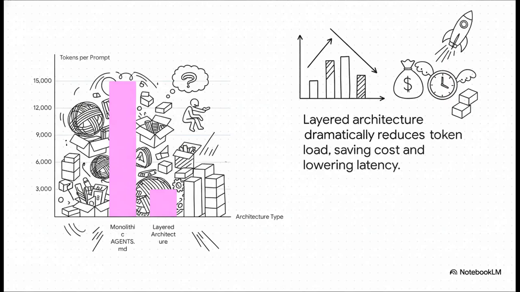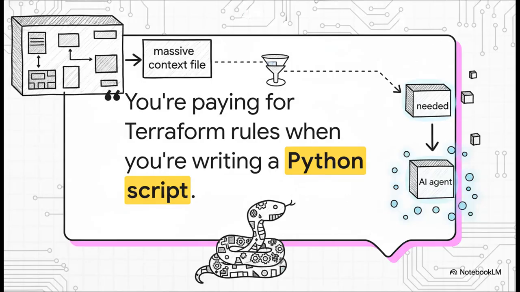A monolithic Agents.md file can easily swell up to 15,000 tokens, maybe more, just stuffing every prompt with context that's totally relevant. But with this layered, directory-scoped approach, you bring that down to around 3,000 tokens. That's an 80% reduction, which means lower API bills, lower latency, and way better performance from the model. This quote from the source material just says it all, perfectly.